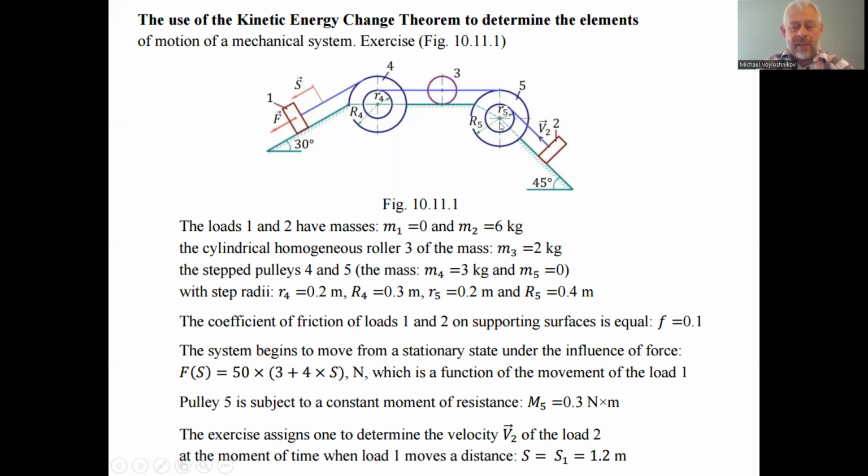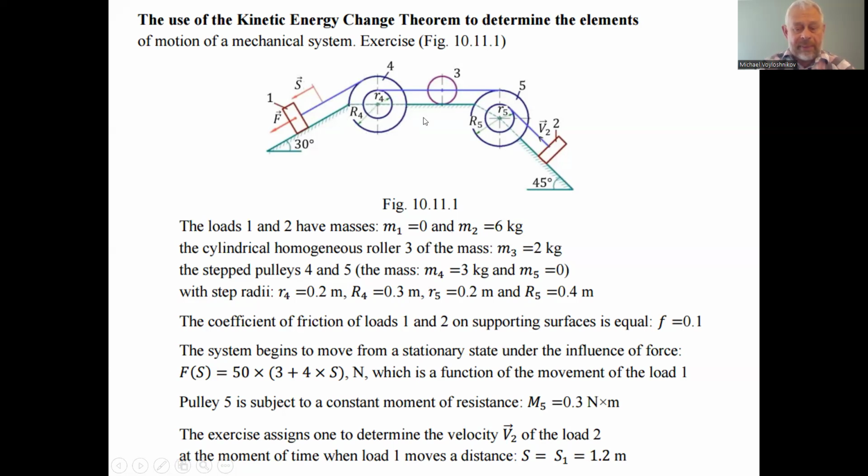The stepped pulleys have 2 radii. A bended thread, weightless, consists of a drum connected with load 2, and for the other rim we have another weightless thread connected with the roller 3 and connected with the stepped pulley 4. Stepped pulley 4 possesses a mass of 3 kilos. This mass is distributed evenly by the rim of this fourth pulley.